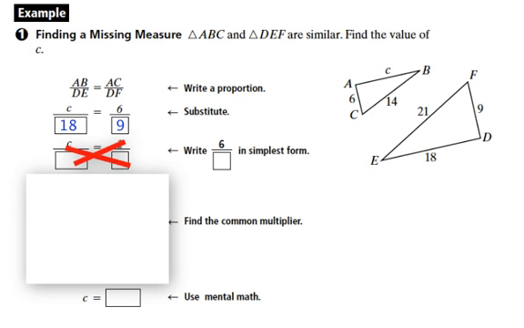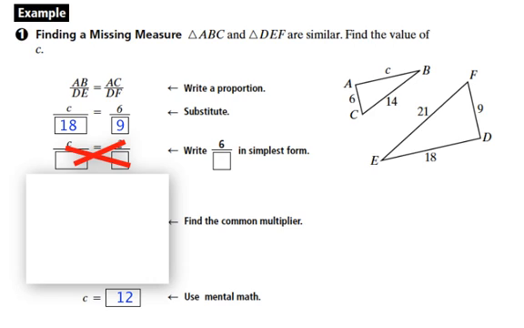You could use cross products to solve this, but we can use mental math to figure this out. Think about it. What would you do to 18 to get 9? You divide by 2. So 18 divided by 2 is 9. So ask yourself, what would be divided by 2 to get 6? 12 would have to be divided by 2 to get 6. So C must equal 12.